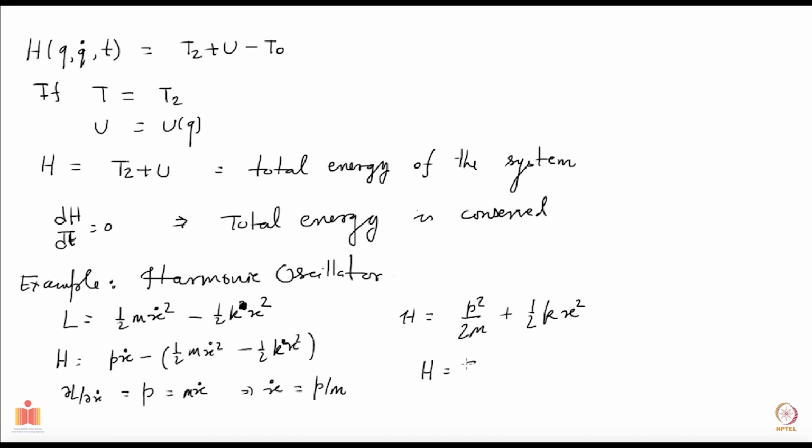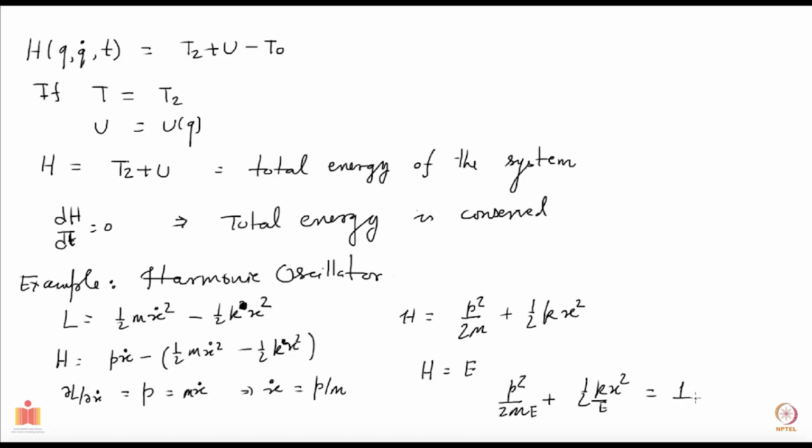So let's call that constant energy E, which implies that these pieces p square over 2m plus half k x square will be equal to some constant E. And if I divide by energy on both sides, I get this.